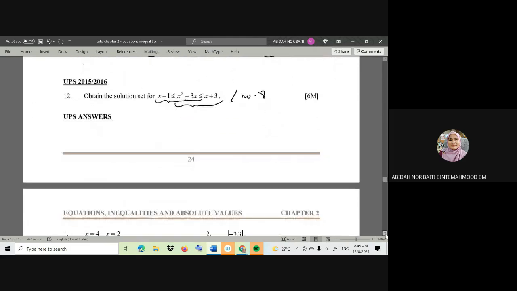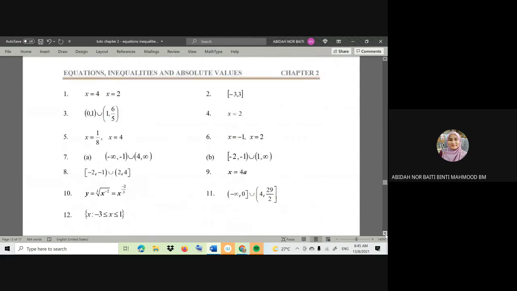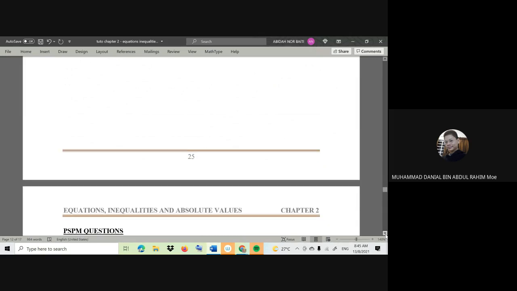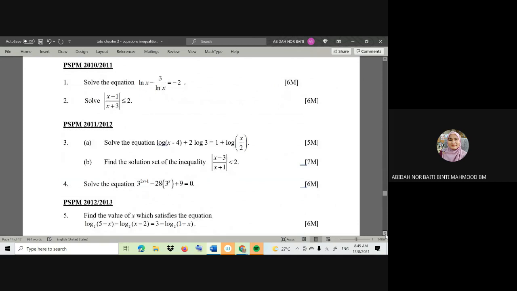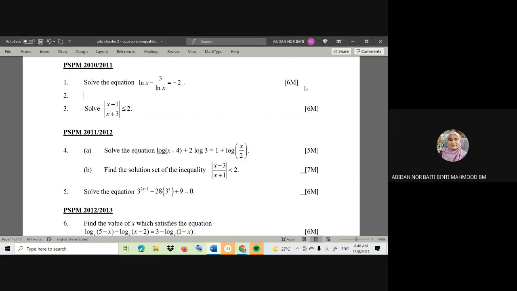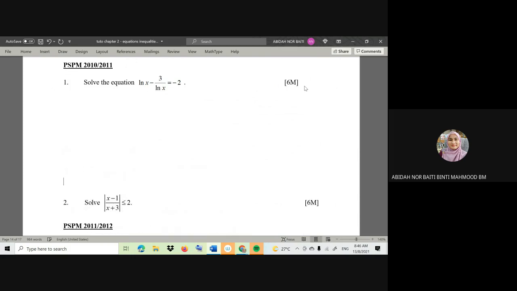Okay, so tu dah tadi kan, tadi kamu boleh buat. So UPS dah habis. Pspm buat tak? Ada yang tak tahu, ada yang tahu. Gitu. Okay, for question 1, so that question 1. Okay, question 1 ni kita nampak apa kat situ? Kita nampak apa? Ada yang sama kan? Ln X ya?